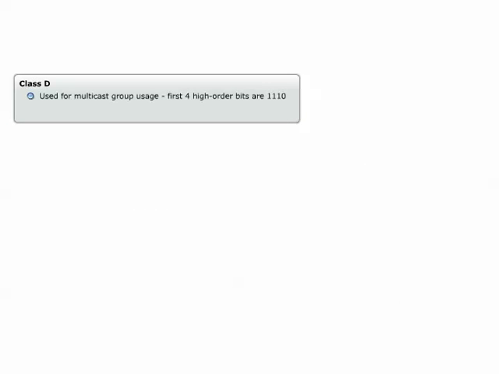Class D IP addresses are used for multicasts. Class D is slightly different from the first three classes. It has a first bit value of 1, second bit value of 1, third bit value of 1, and fourth bit value of 0. The other 28 bits are used to identify the group of computers the multicast message is intended for. Class D accounts for 1/16, over 2 billion, of the available IP addresses.